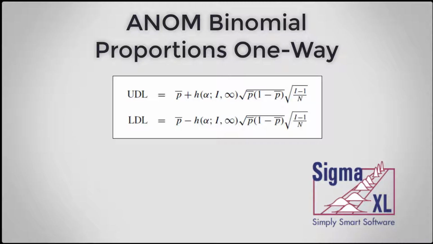The formula you're seeing on screen is based on the normal approximation to the binomial. So it requires sample sizes large enough that MP and MP-1 are greater than 5. SigmaXL automatically checks this and gives a warning message if the condition's not met.